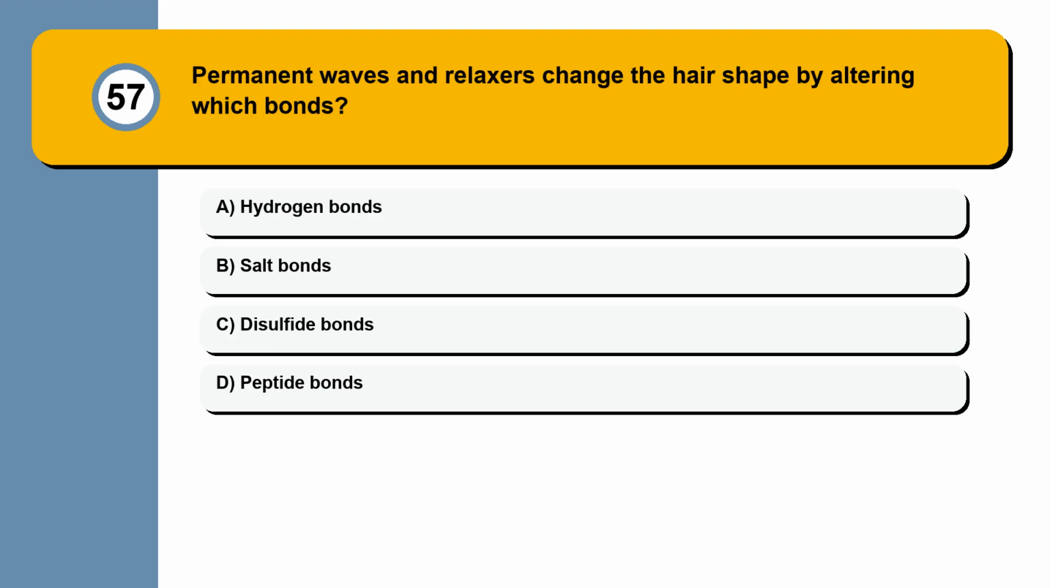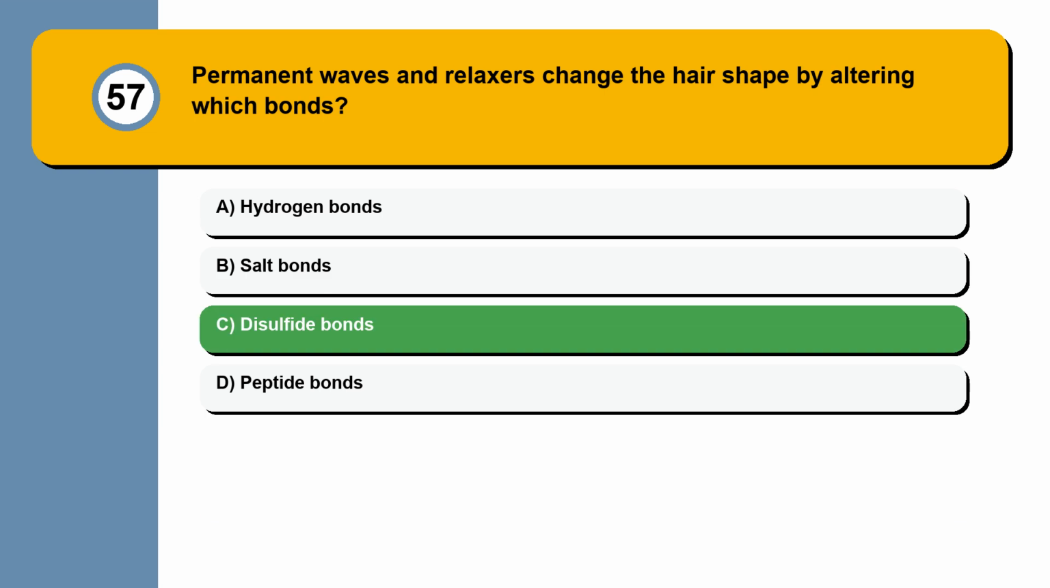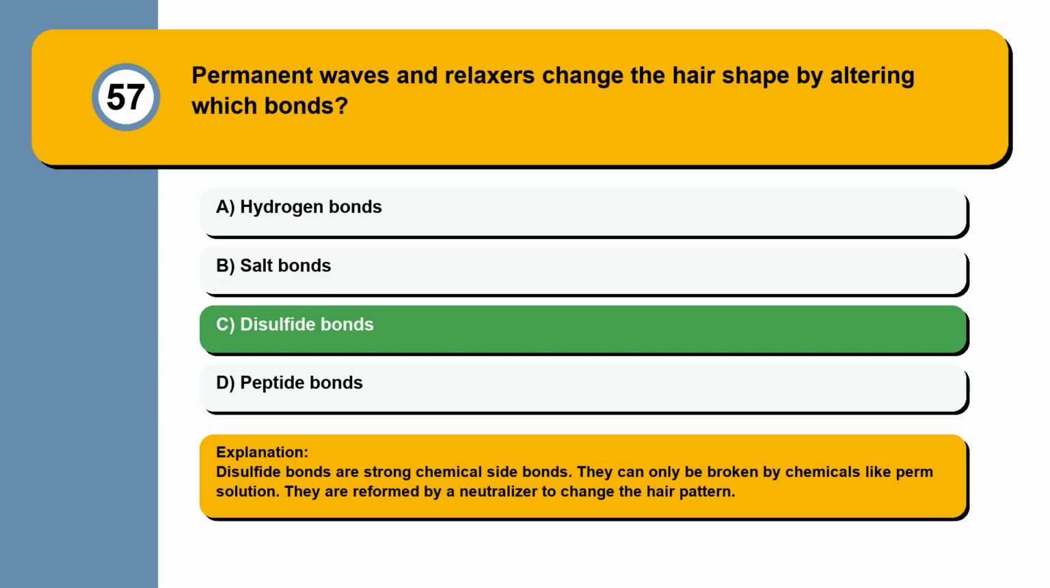Question 57. Permanent waves and relaxers change the hair shape by altering which bonds? Hydrogen bonds, salt bonds, disulfide bonds, peptide bonds. Disulfide bonds are strong chemical side bonds. They can only be broken by chemicals like perm solution. They are reformed by a neutralizer to change the hair pattern.